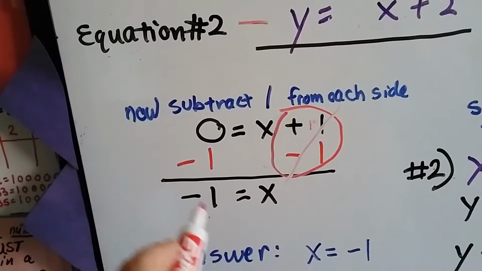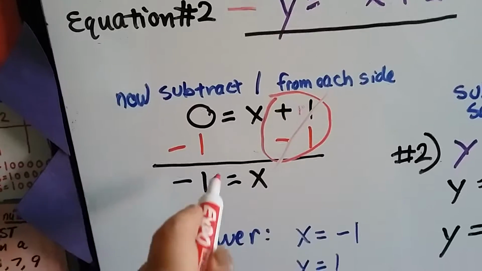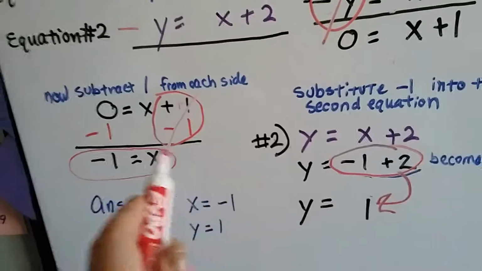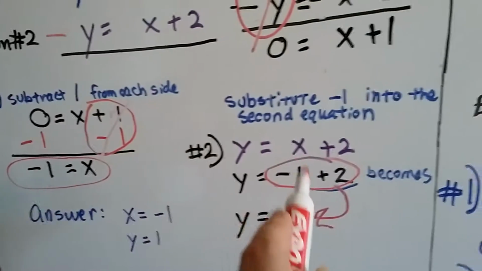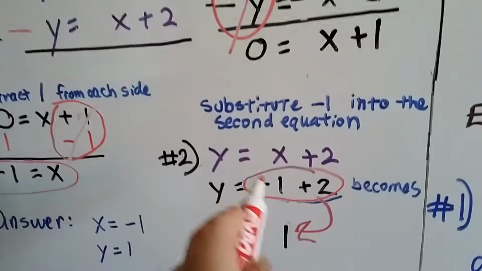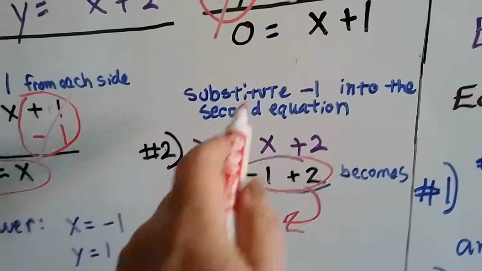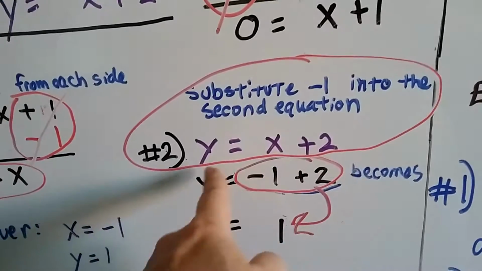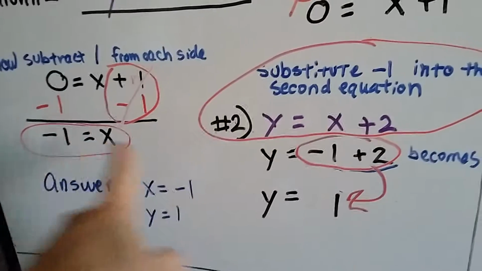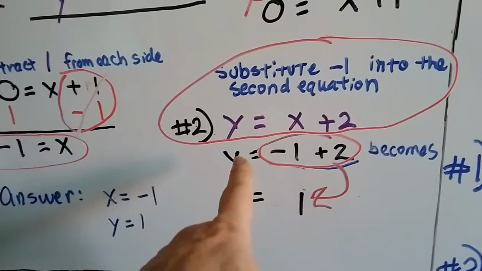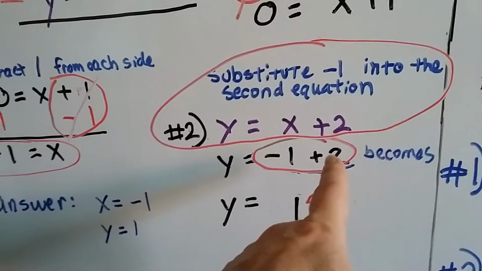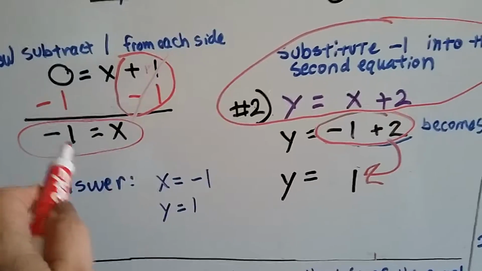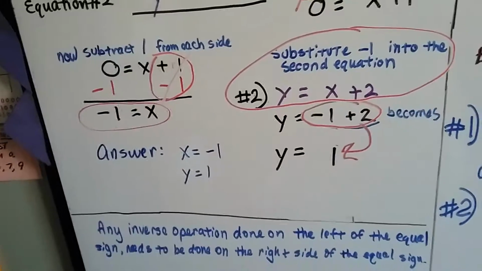Now we've got negative 1 equals x. We've solved x. We know what x is. x is negative 1. We take the x equals negative 1 and plug it into this second equation. We had y equals x plus 2. We're going to put negative 1 where the x is. So now we've got y equals negative 1 plus 2. Negative 1 plus 2 is 1. So now we know x is negative 1 and y is 1, and we've solved both.